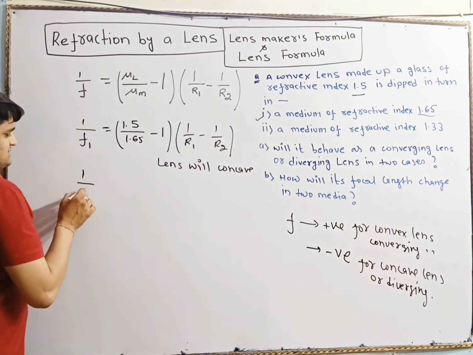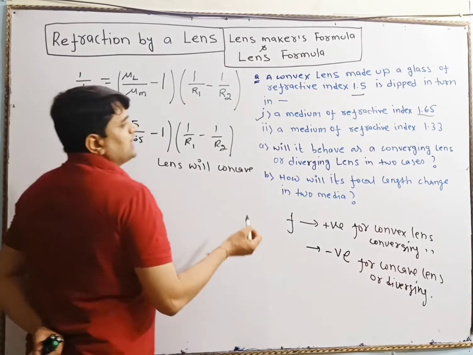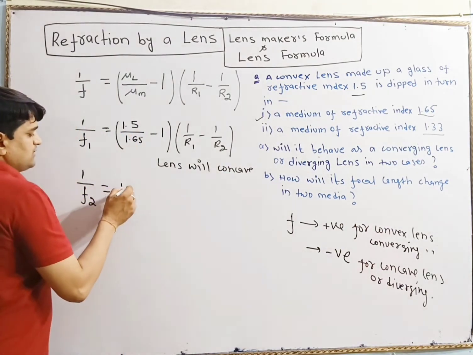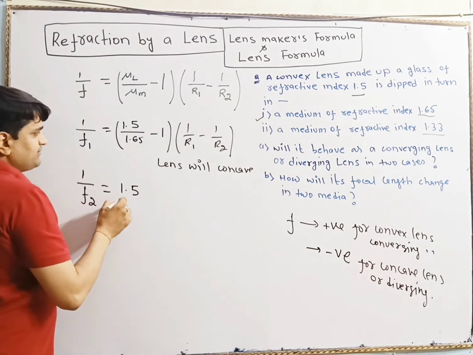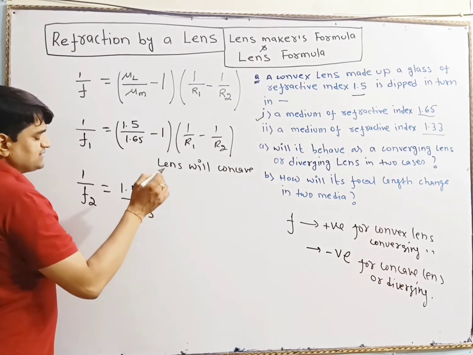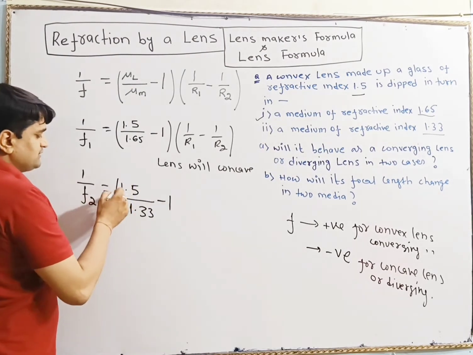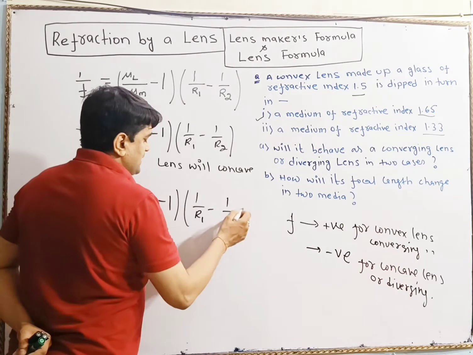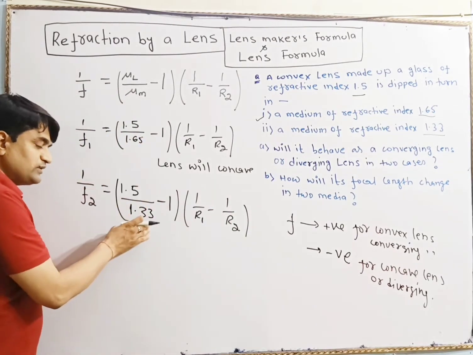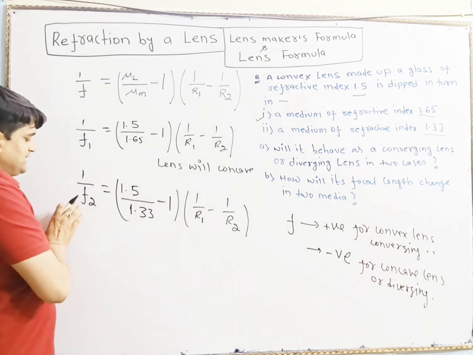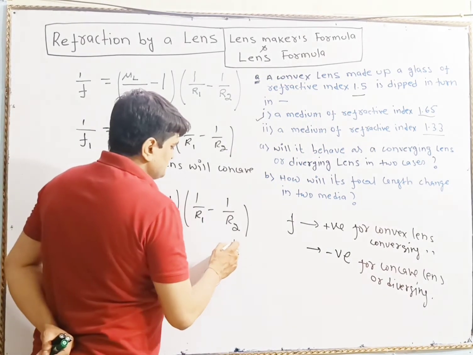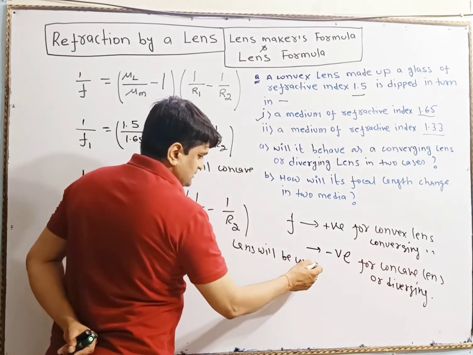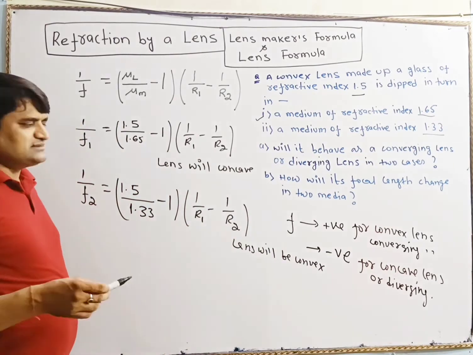Okay. In the second case, the refractive index is 1.33. In this case, the refractive index of the lens is 1.5 and the refractive index of the medium is 1.33, minus 1, and it is 1 upon R1 minus 1 upon R2. Now this ratio 1.5 upon 1.33 is greater than 1. So f2 will be positive. So the lens will be convex or converging lens. Okay, simple question.